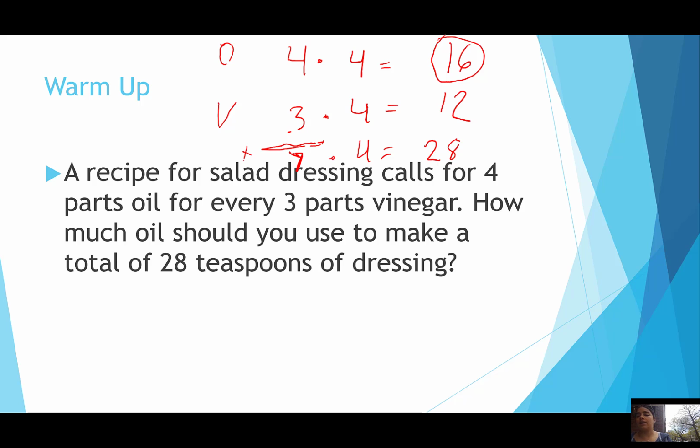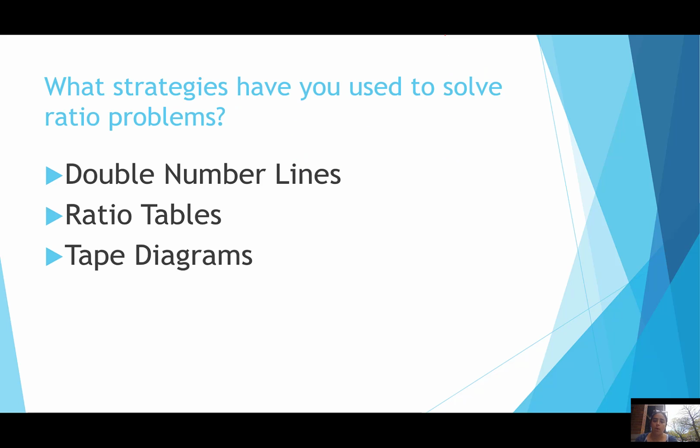We have done this before, besides using a ratio table, using a tape diagram where you can draw out the 4 parts of oil and the 3 parts of vinegar, and then do it that way as well. All right? Here are some things I want us to remember. What strategies have we used to solve ratio problems? The strategies include double number lines, ratio tables, and tape diagrams. As I go to present this Bucky's challenge, I want you to think about these strategies as we start to solve big problems related to ratios.